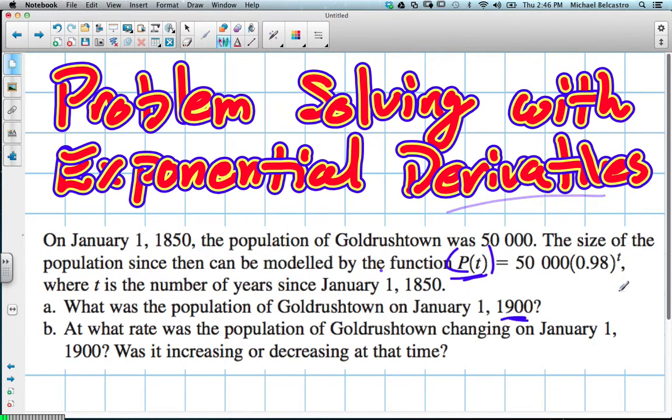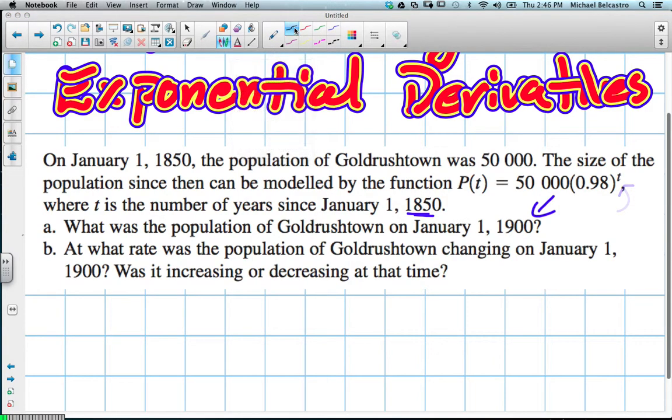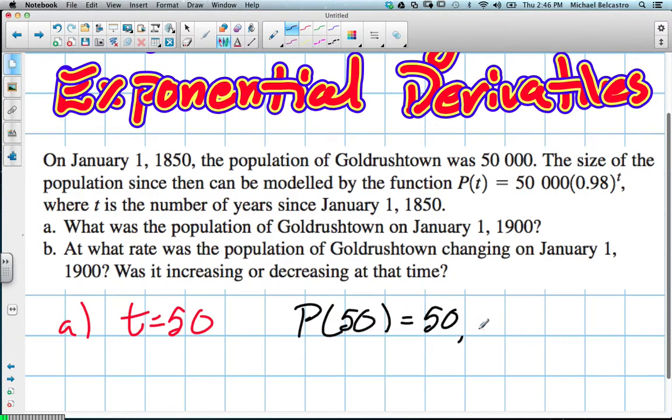What we have to discover is what the t is in this example. If we're starting at the year 1850 and they're asking for 1900, how many years have passed since that time? 50, very simple. So in this case, t is equal to 50, which means P at 50 is equal to 50,000 multiplied by 0.98 to the power of 50.